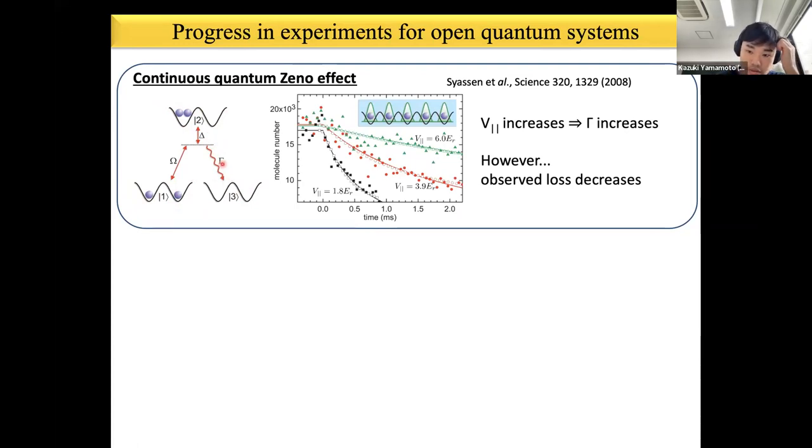Then intuitively, when we increase the lattice depth, the loss rate gamma increases because the molecules come closer and the dissipation rate becomes large. However, this is the result of real experiments. As shown in this figure, when we increase the lattice depth, the observed loss decreases. So this type of counterintuitive effect is called the continuous quantum Zeno effect.